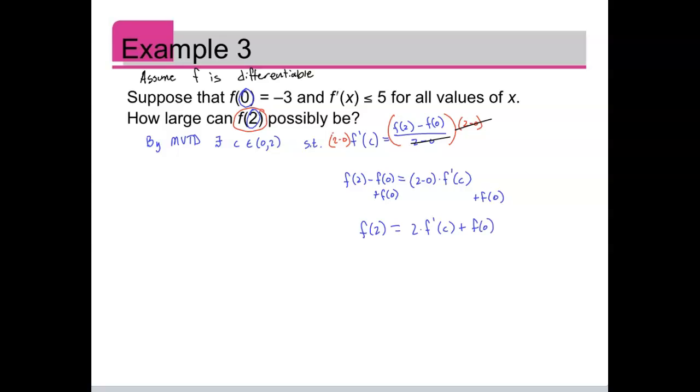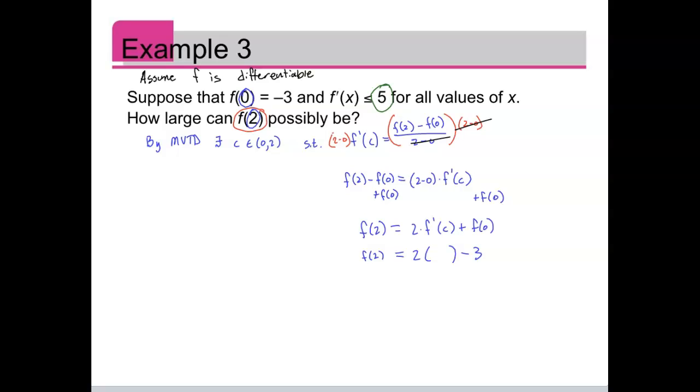All right, now we just want to start filling in things that we know, which are, we don't know f of 2. We do know that f of 0 equals -3, so I can do minus 3. And we also know some information about f prime of C, namely, that f prime is less than or equal to 5 for all values of x.